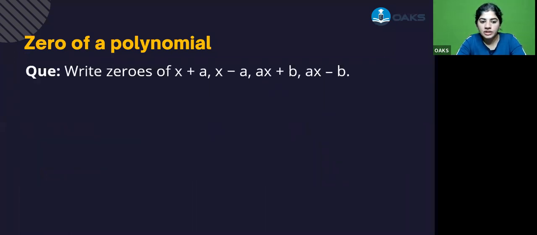Now we are moving to this thing. Write zeros of these polynomials. The first polynomial is this. Second is this. Third is this. And fourth is this.